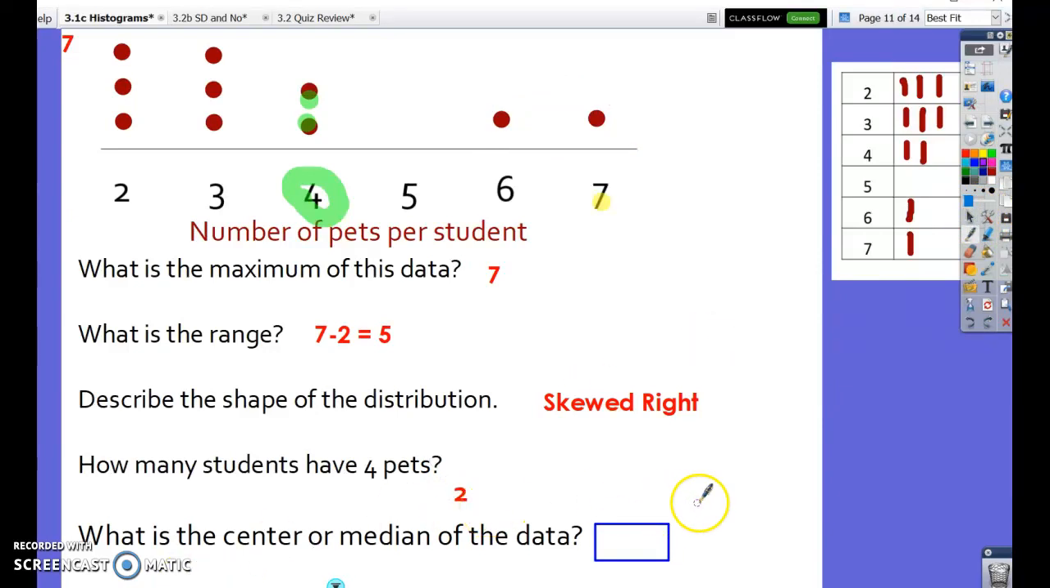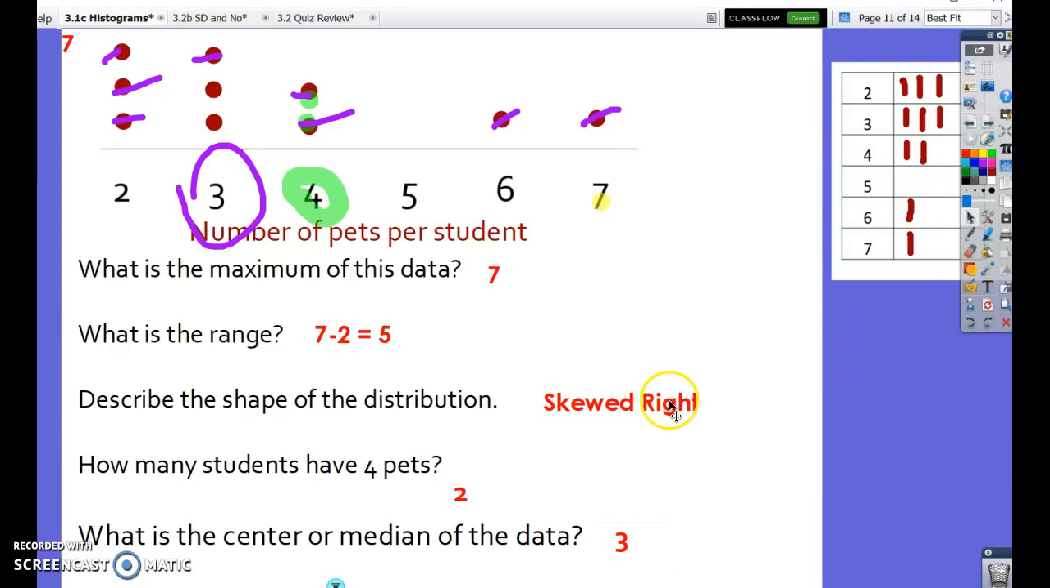What's the center or median of the data? We're going to figure that out like we did earlier. We're just going to cross off our dots. So here's 1, 2, 2, just crossing them off until we get to that center. It looks like our median is here at 3. So that's our median, or center, of our data.